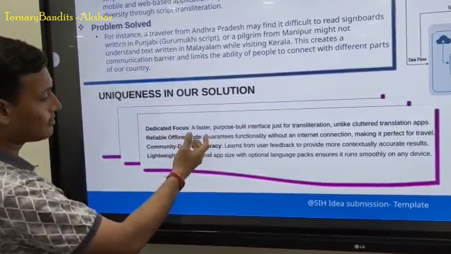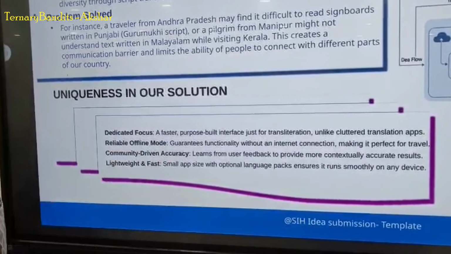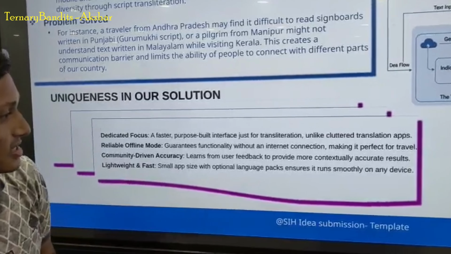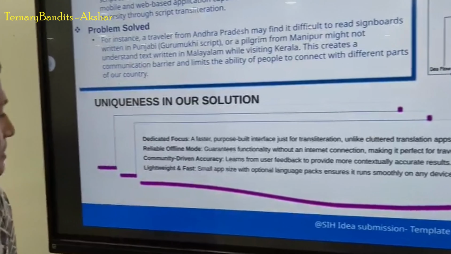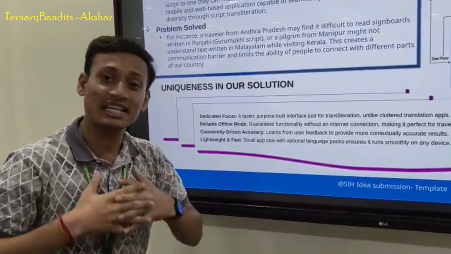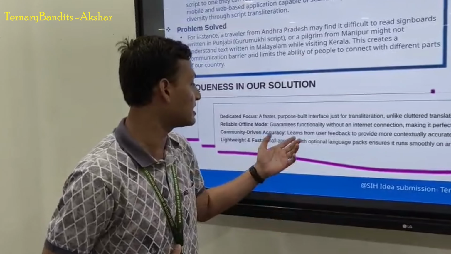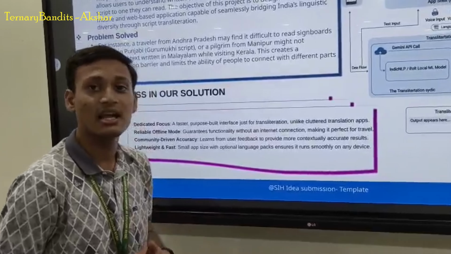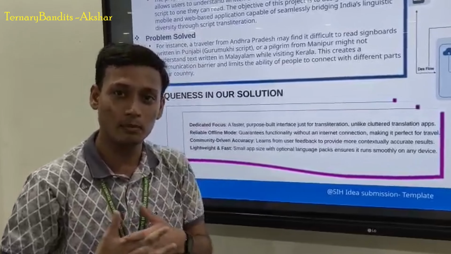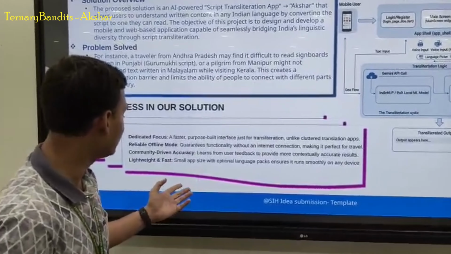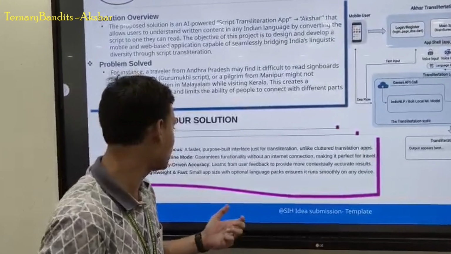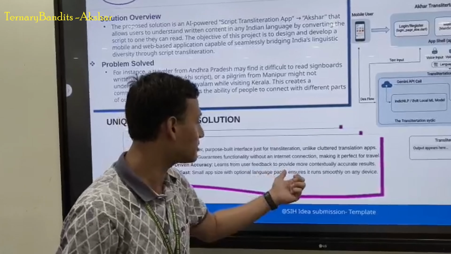Its dedicated focus is a faster, purpose-built interface just for transliteration. Unlike cluttered translation apps, it's reliable because it has an offline mode too, which guarantees functionality without an internet connection, which is not possible in most models. It's community driven, and it has great accuracy too because it learns from user feedback to provide more contextually accurate results. It's lightweight and fast. The app size is very small, with optional language packs that allow it to run smoothly on any device.